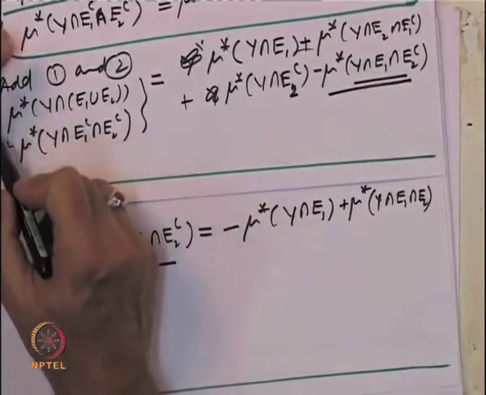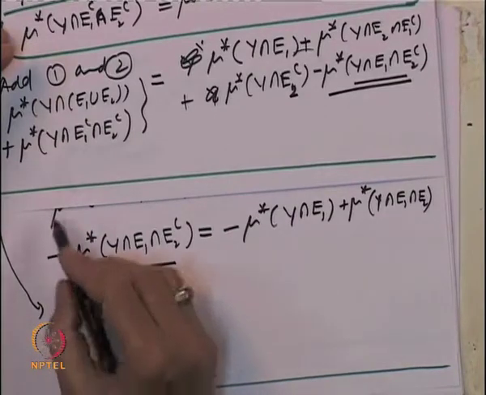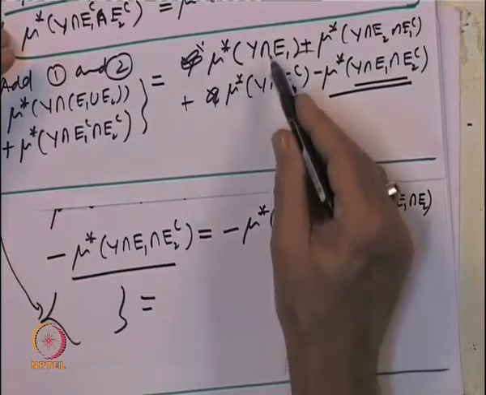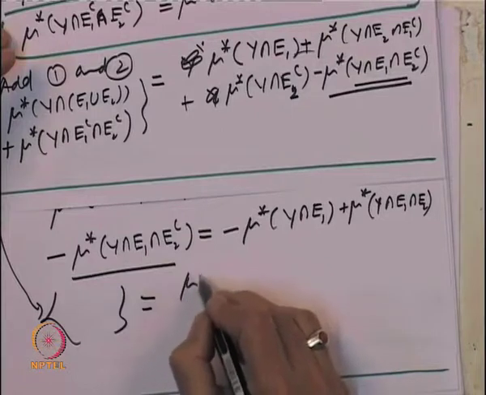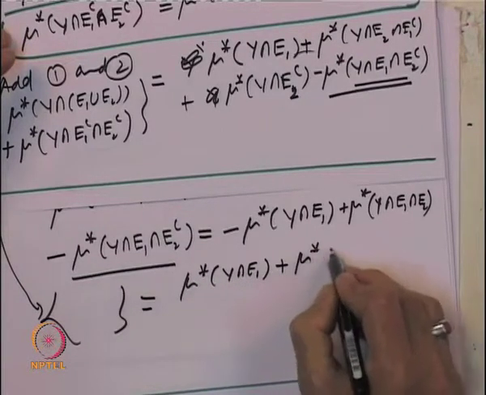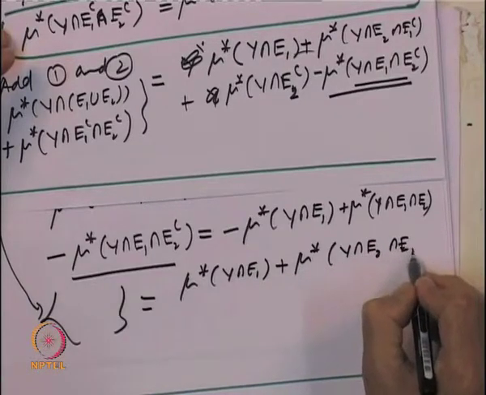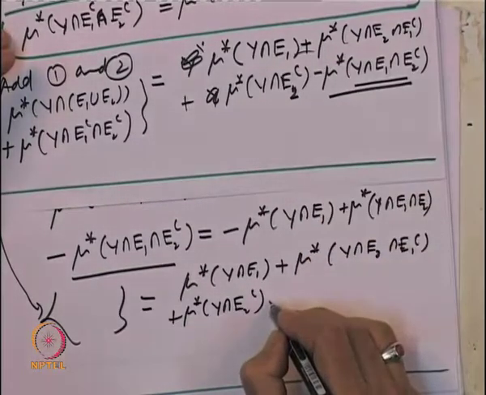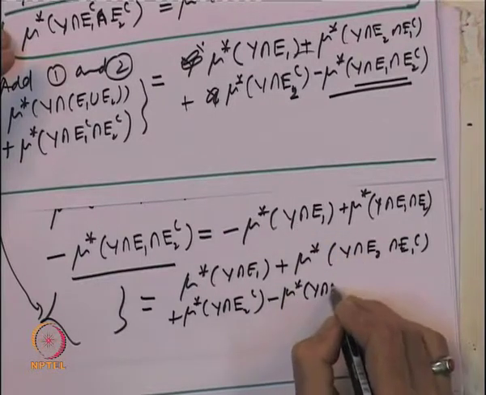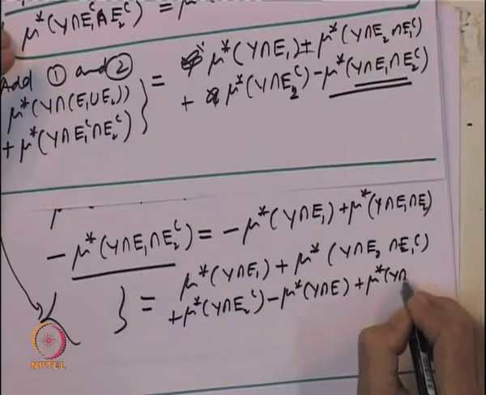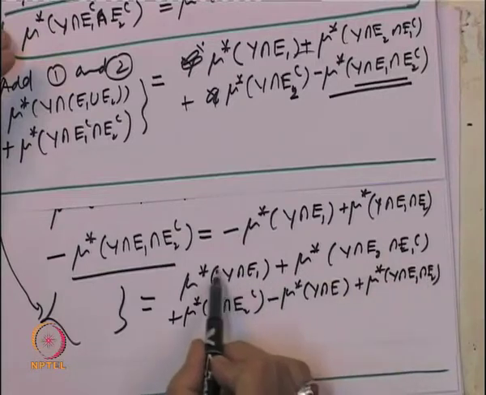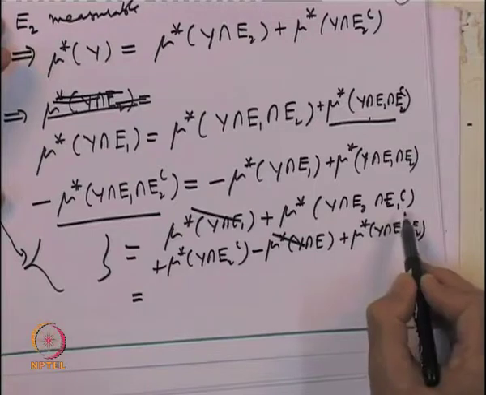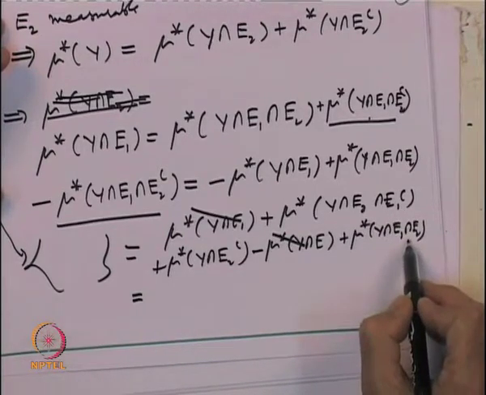So, this required quantity is equal to mu star of y, and here is minus mu star of y. Those two terms will cancel out. Let me just write, that is mu star of y intersection E 1 plus mu star of y intersection E 2 intersection E 1 complement, that we already had, plus mu star of y intersection E 2 complement and minus. That is equal to minus mu star of y intersection E 1 plus mu star of y intersection E 1 intersection E 2, and now these two terms cancel out. What we are left with is mu star of y intersection E 2 intersection E 1 complement and y intersection E 2 intersection E 1.